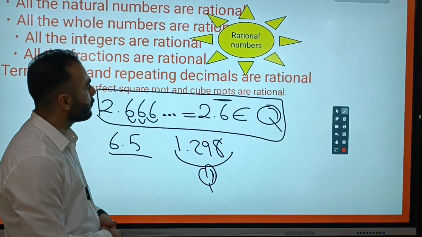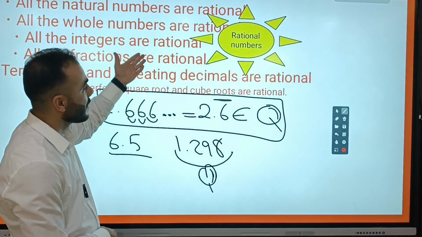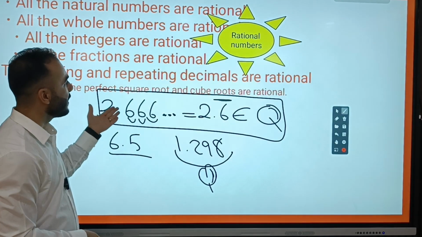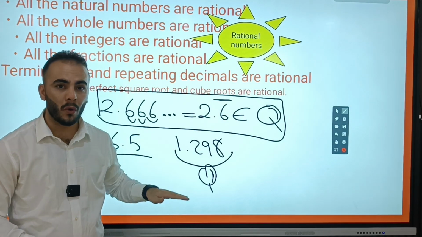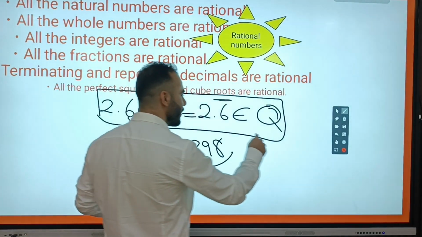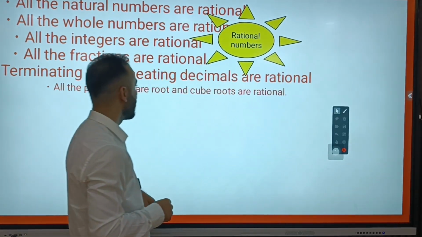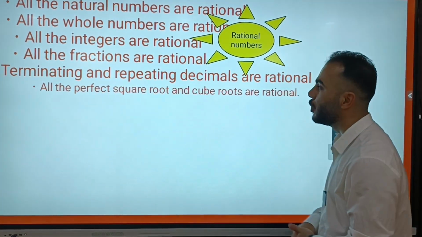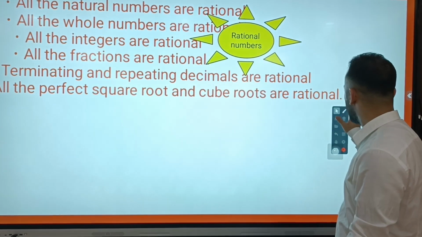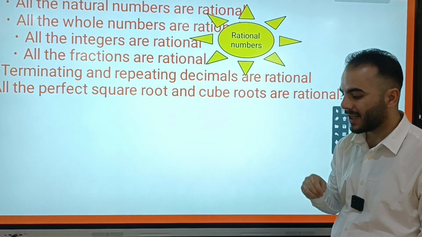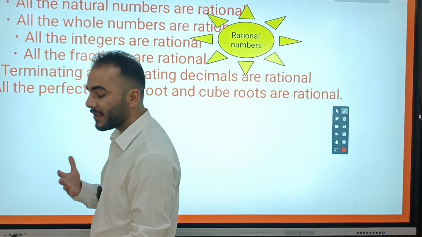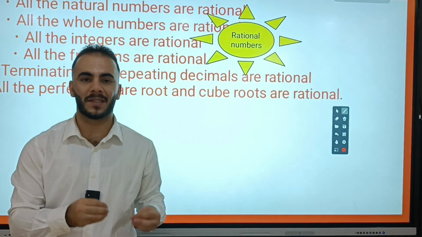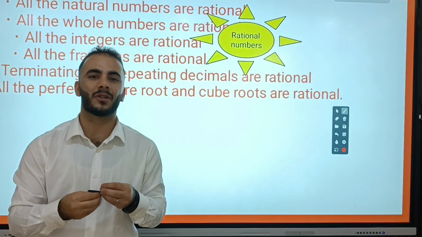Okay, so all the naturals, all the whole numbers, integers, fractions, terminating and repeating decimals are all rational numbers. There is another case of rational numbers that we need to take care of. It's all the perfect square roots and all the perfect cube roots. So let me just remind you about the perfect square roots. A square root is perfect when it comes from the multiplication of a number by itself.